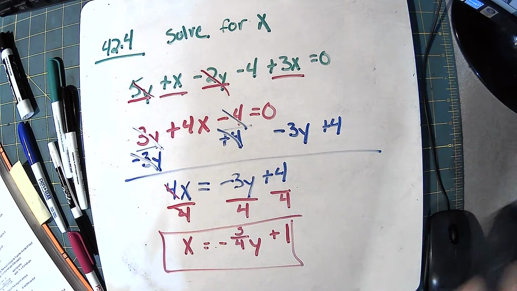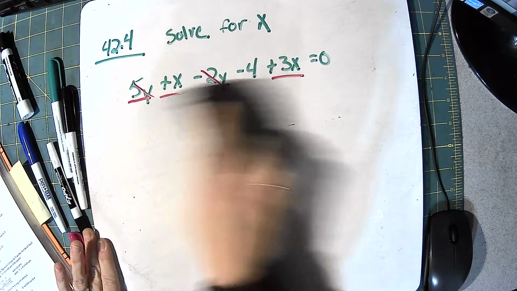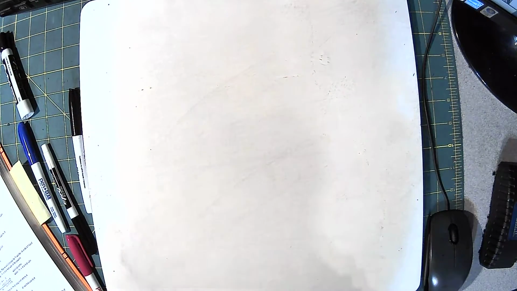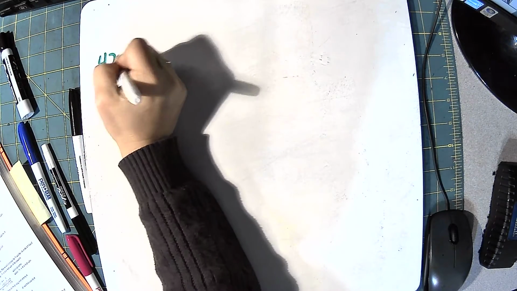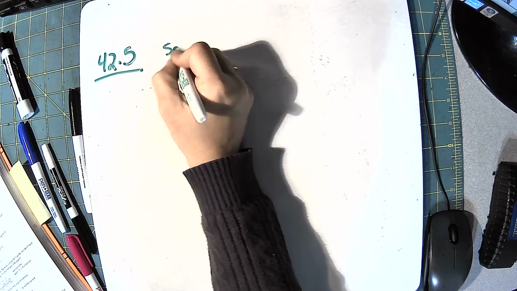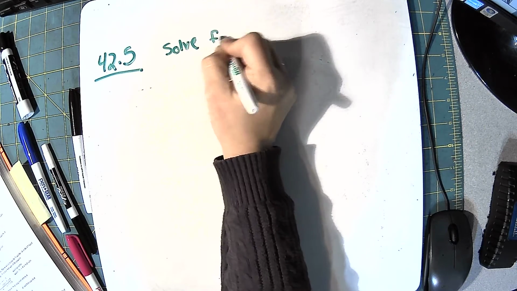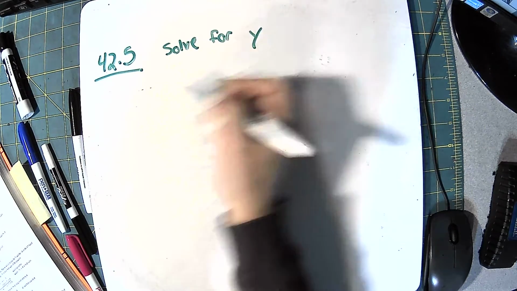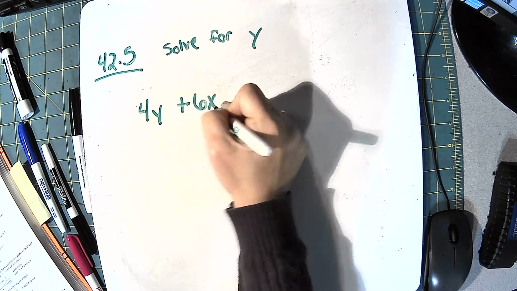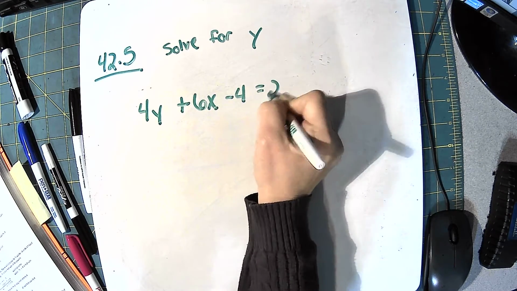Right, so there was that one. They got another one for you. They're giving you a lot of examples on this. 42.5 is solve for y: 4y plus 6x minus 4 equals 2.